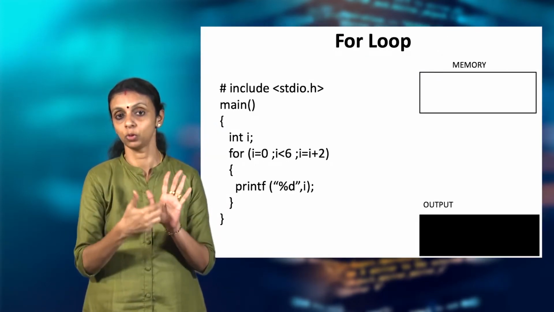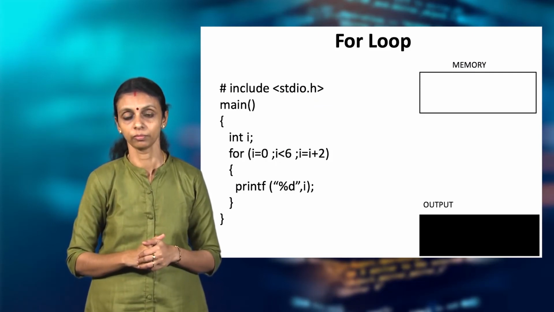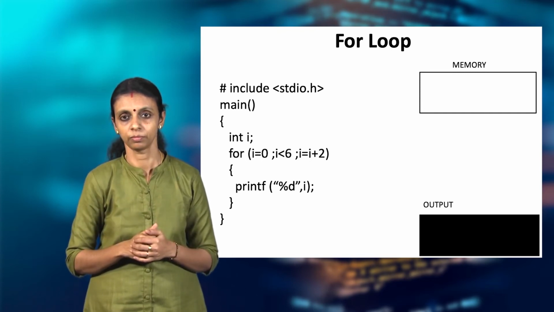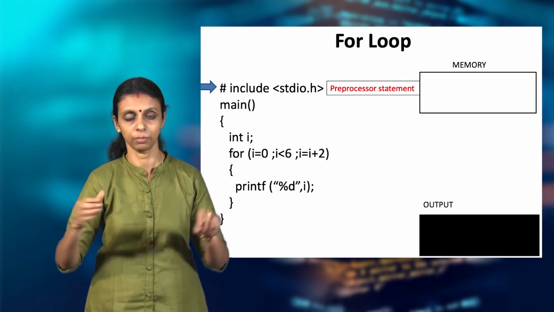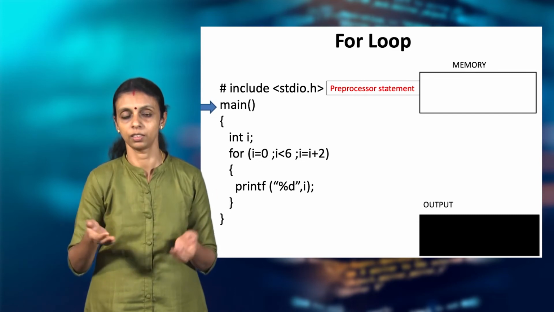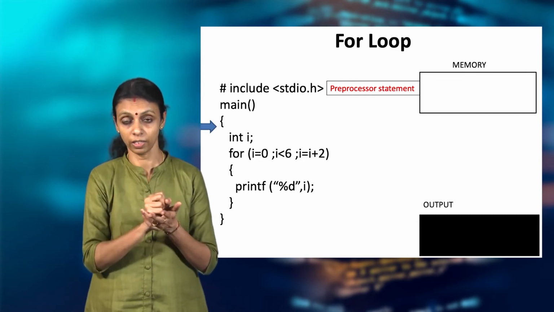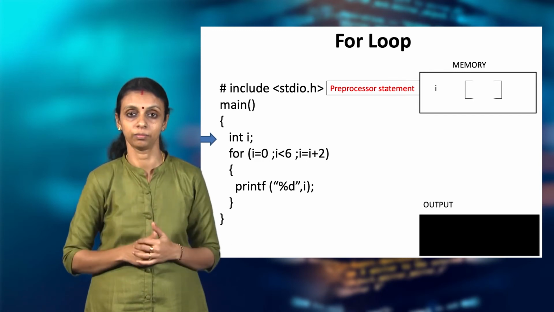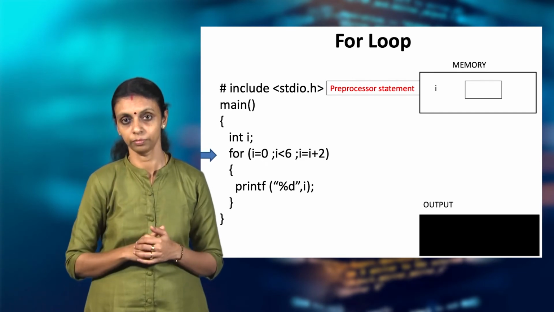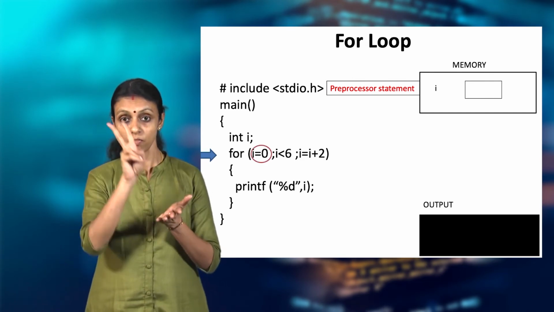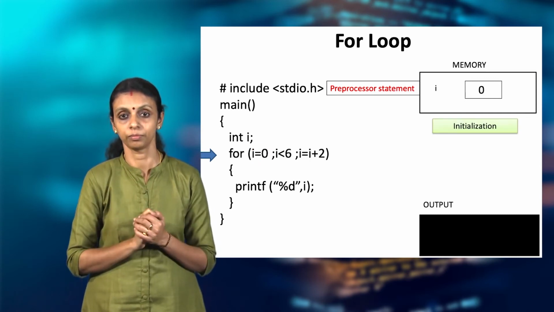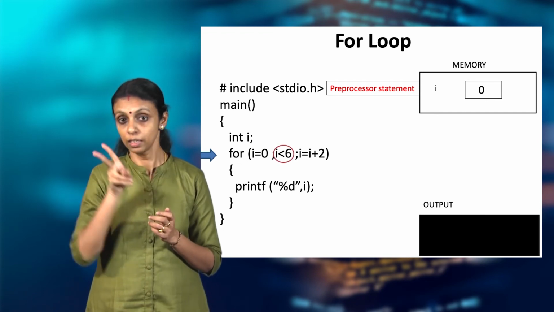Consider this program. Let us see what the output is. Preprocessor statement. Program starts here. I is a variable of integer type. Now, for loop. I is initialized with 0. Checks the condition, I less than 6. Yes.